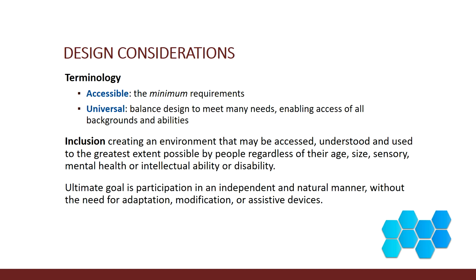So when you build an inclusive playground, for example, or other facilities, you're basically creating an environment that may be accessed, understood, and used to the greatest extent possible by people regardless of their age, size, sensory, mental health, or intellectual ability or disability. So this is really the ultimate goal, participation by your park visitors, so that they may come and participate in an independent and natural manner, without the need for adaptation, modification, or assistive devices.